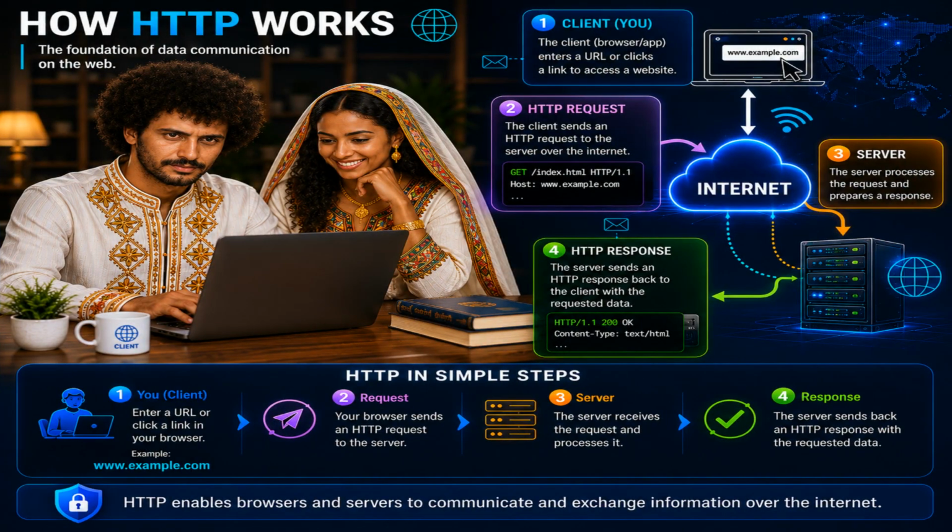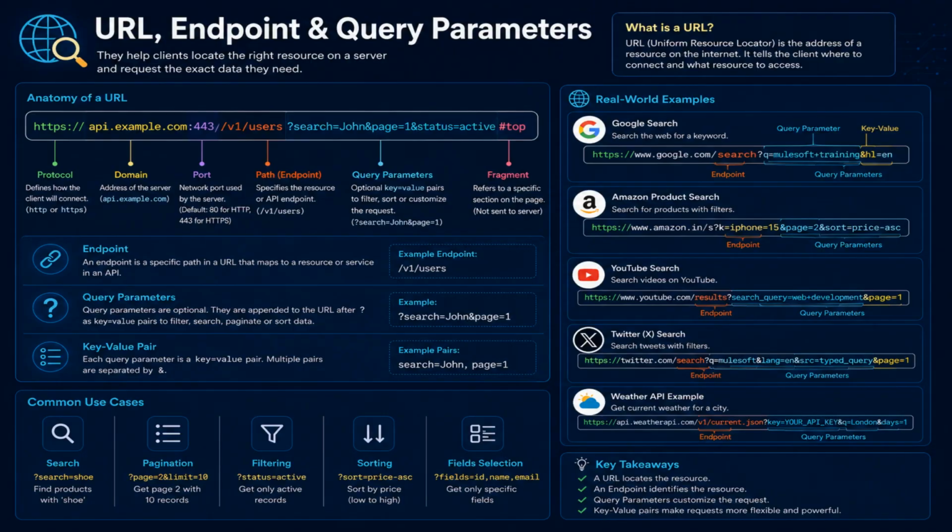HTTP communication happens in simple steps. You, the client, enter a URL. Your browser sends an HTTP request, the server processes it, and finally, the server sends back an HTTP response with your requested data. A URL is your roadmap to a resource. It includes the protocol, domain, and a specific endpoint path. By adding query parameters, we can filter, sort, or paginate data, making our requests precise and flexible for various real-world applications.